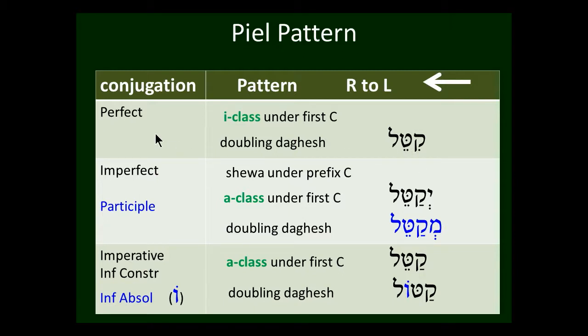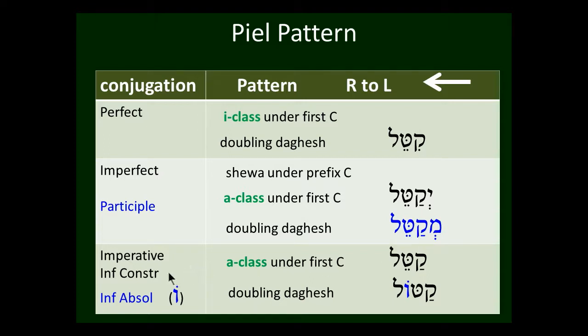So in the Piel, in the perfect, you have an I-class vowel under the first consonant and you get that doubling. In the imperfect, you get an imperfect prefix with shva underneath, followed by A-class, followed by the doubling. Participle, you get the mem prefix with shva, followed by A-class and the doubling.